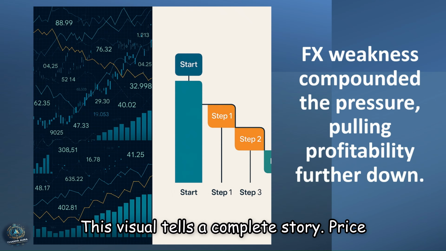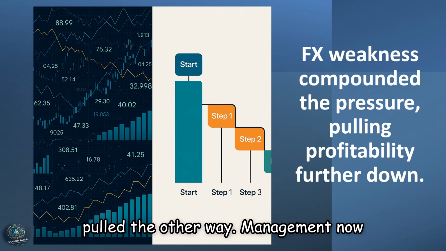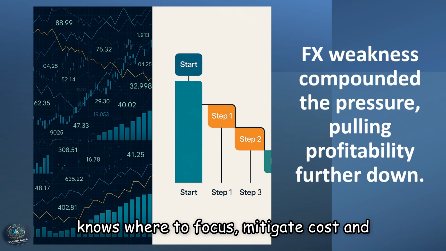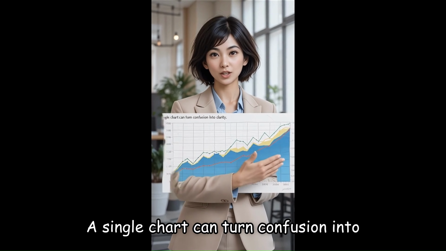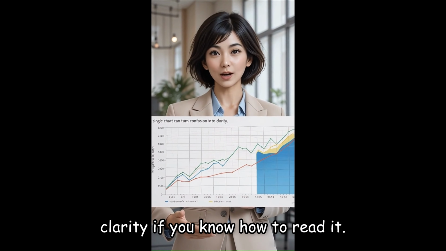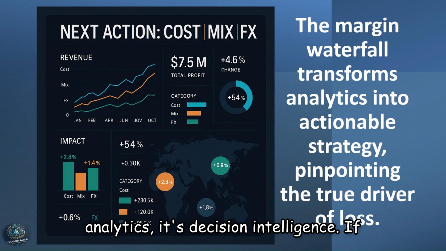This visual tells a complete story. Price was a win, but cost, mix, and FX pulled the other way. Management now knows where to focus, mitigate cost, and rebalance product mix. A single chart can turn confusion into clarity if you know how to read it. The margin waterfall isn't just analytics, it's decision intelligence.